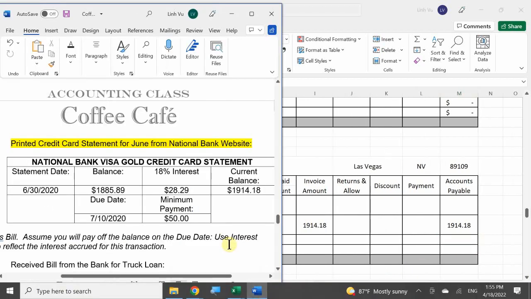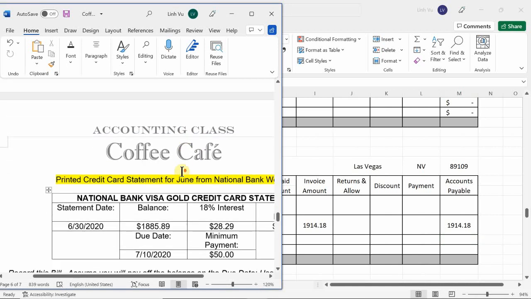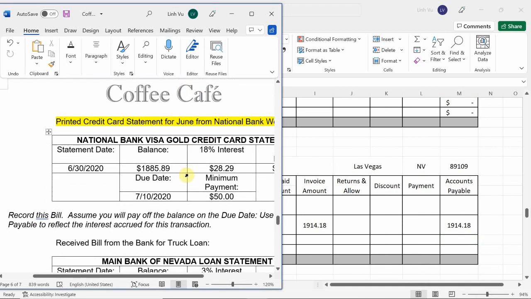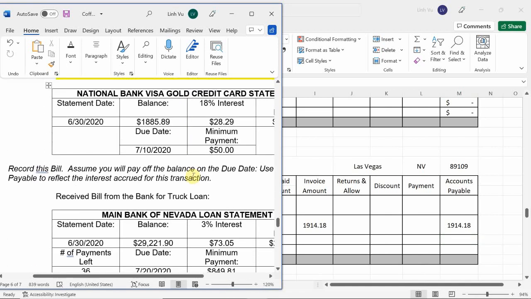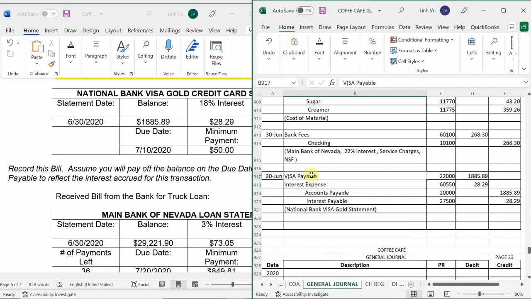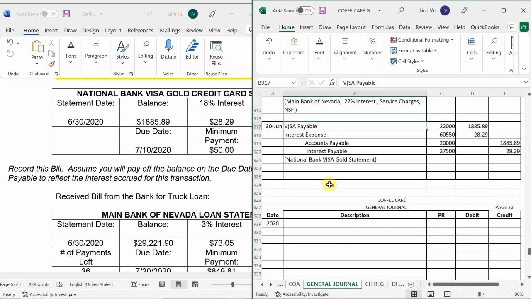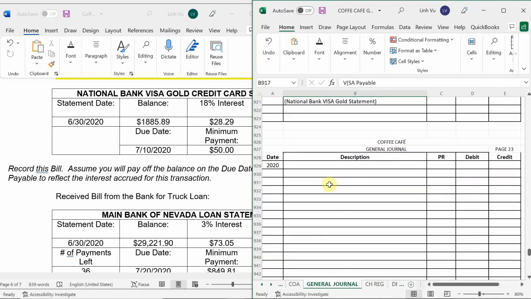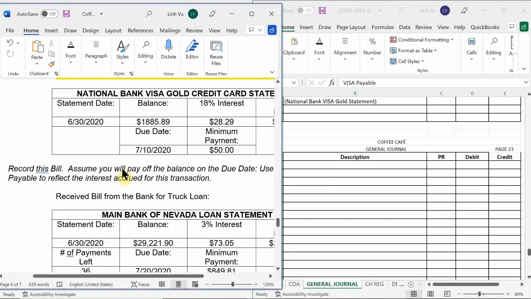All right. So now that we recorded this, we are done with recording that transaction, the credit card. Right? So now we're going to be starting on a new page, General Journal number 23. So let's see what has happened next.